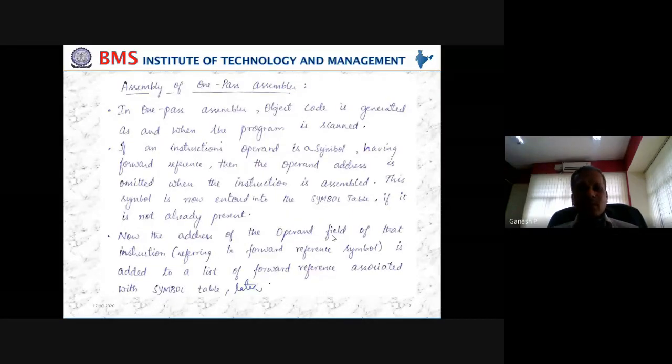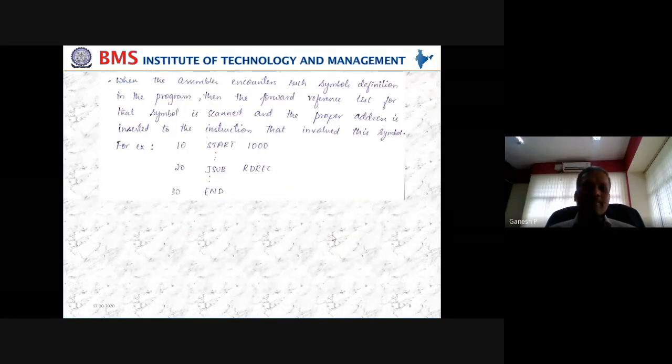The design of a one pass assembler. The idealistic way is to avoid forward reference. But if you have a forward reference, nothing to worry. Let us take an example. So this is a program, a small skeleton program. It has line number 10 START, line number 20 JSUB RDREC, and 30 END. Assume RDREC is a forward reference here, meaning that it is not defined between line number 10 and 20, but it is defined later somewhere between line number 20 and 30.